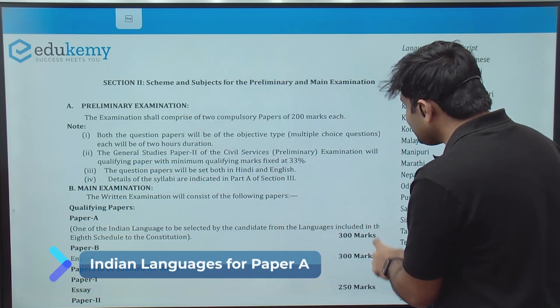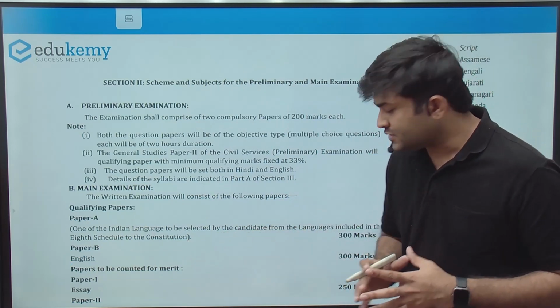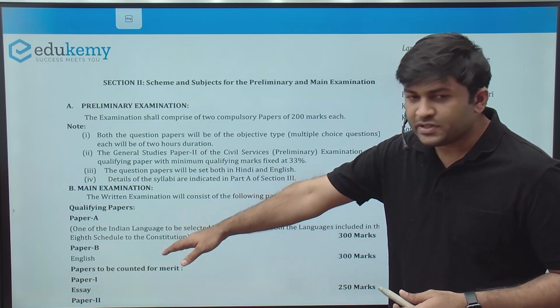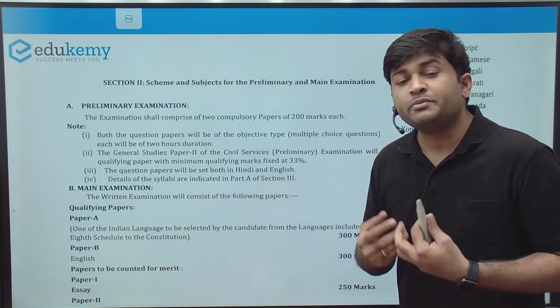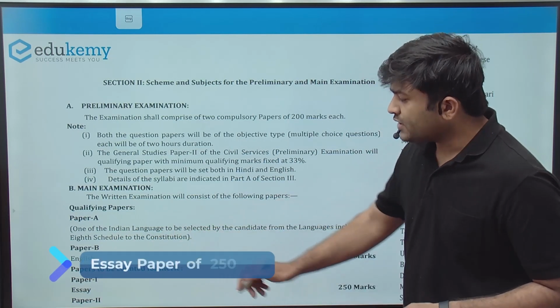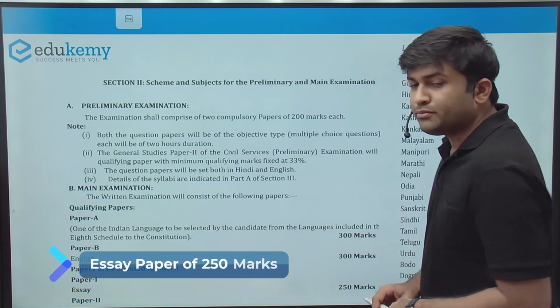Paper A consists of 300 marks, and Paper B, which is of English, is also of 300 marks. Now come to the papers whose marks will be counted for the merit list. You have Paper 1 as Essay. So the essay paper is of 250 marks.